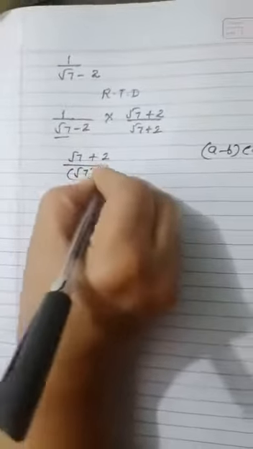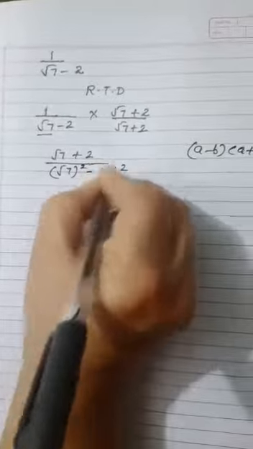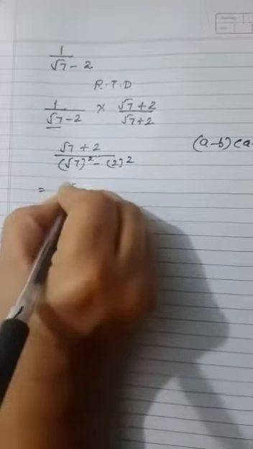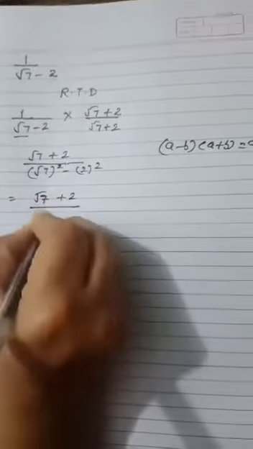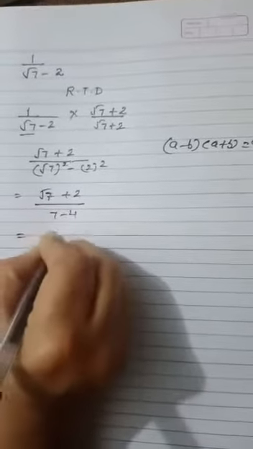Now if you multiply the numerator by 1, you will get the answer as it is. Now see, in the denominator, a minus b times a plus b is equal to a square minus b square. It means root 7 square minus 2 square. It will give you root 7 plus 2 divided by 7 minus 4, that is root 7 plus 2 divided by 3. So it is your answer.